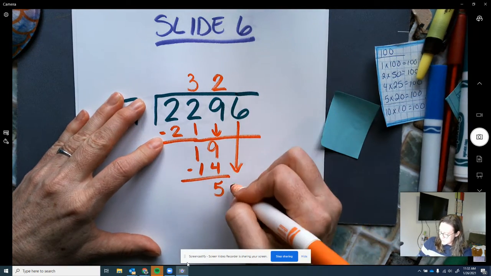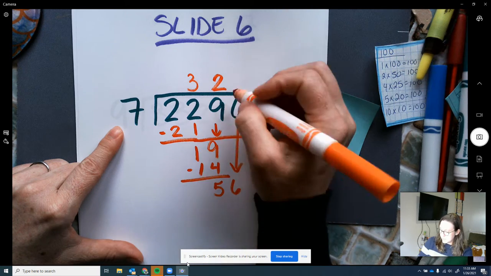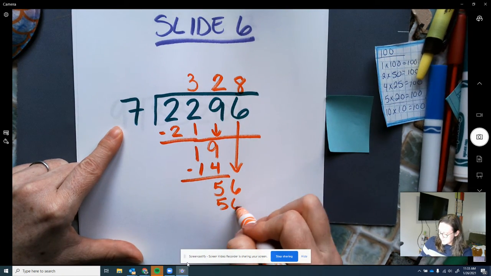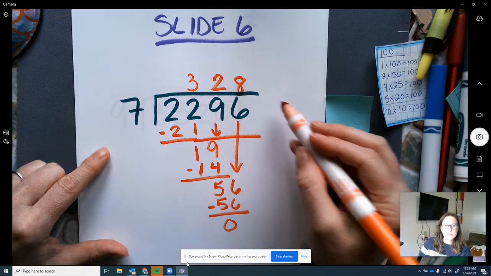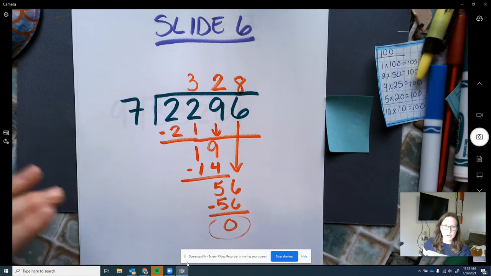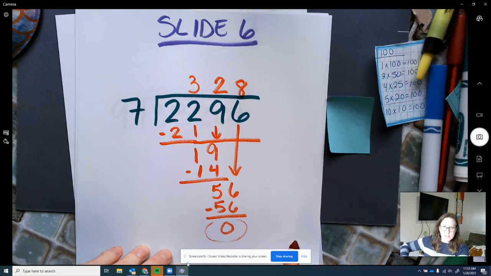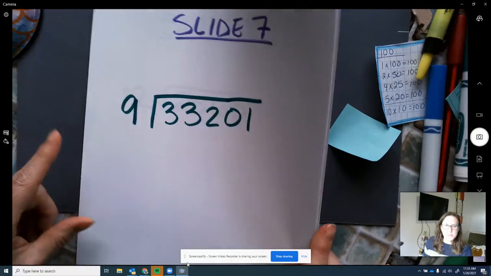Now we bring down our 6. 7 goes into 56 8 times exactly, because 8 times 7 is 56. I subtract that. I have nothing left, and I'm done. I don't have to do any decimals because I'm already at 0. Okay. Slide 7. So I'm on slide 7 now.